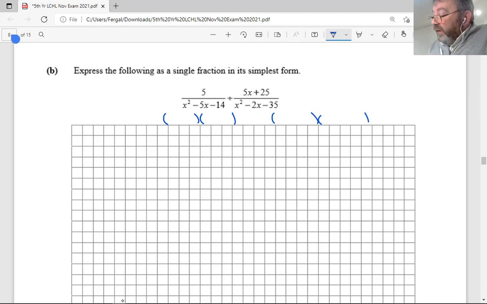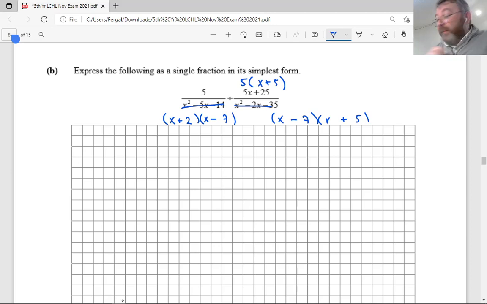X squared minus 5x minus 14 is x by x, 7 times 2, minus and plus. Okay, this one here, x by x, 7 times 5 is 35, and minus 7 plus 5 is the required minus 2 in the middle. So we're not going to use that. A lot of you didn't see the following, that the top term has 5 as a common factor. So that becomes 5 times x plus 5 in its simplest form.